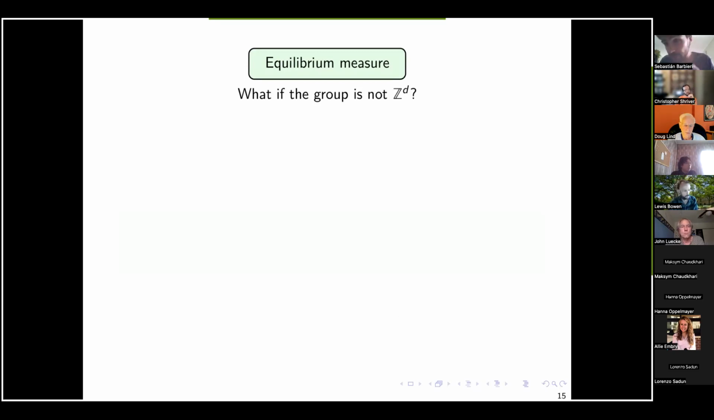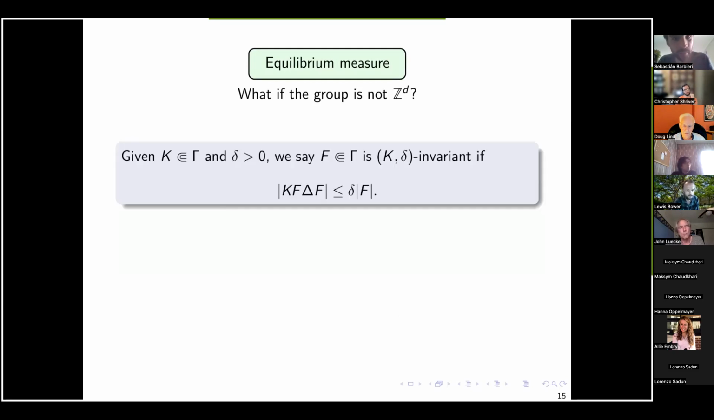All right, so what to do if the group is not Z to the D? As I mentioned before, there is a large class of groups where you can define entropy theory almost in the same way as Z to the D, and those are amenable groups. So I'm going to define those groups right now. If I grab a finite subset K of Gamma and a positive delta, I'm going to say that a subset F of a group is (K, delta)-invariant if, after I shift it on the left by K and take the symmetric difference with F, this is very small with respect to F. That is, it's smaller or equal than delta times the cardinality of F.